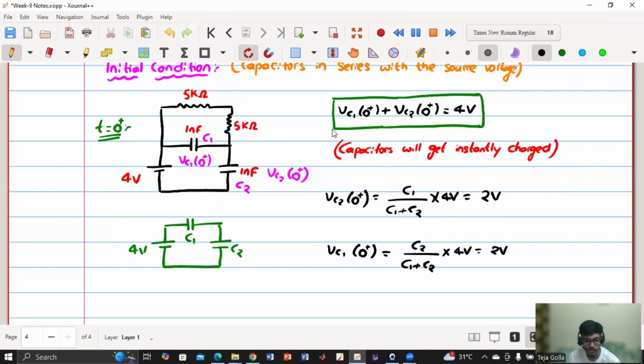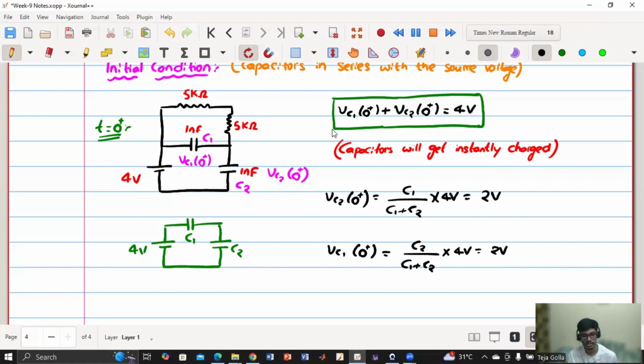Whereas if there is only one capacitor and one resistor, then VC will be zero. But because here it's a special case where they are connected in series with the source voltage, it has to get instantly charged to satisfy KVL. And here in this case, current will be impulse because there is step function in the capacitor voltage. So I will be C into dVc by dt. So inductor current, capacitor current will be impulse.